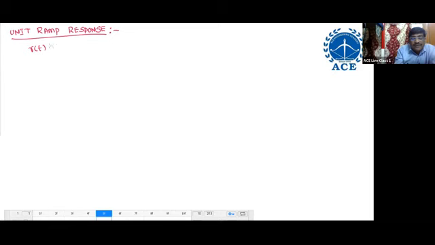R of t equal to A into T into U of t. R of S equal to A by S square. C of S by R of S equal to 1 by S tau plus 1. C of S equal to, tell me.